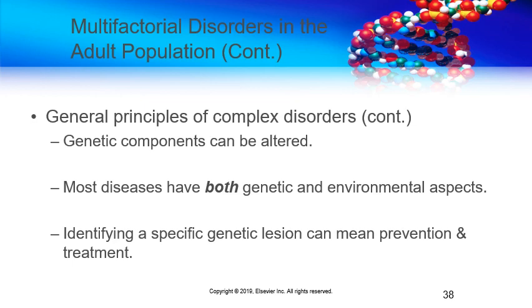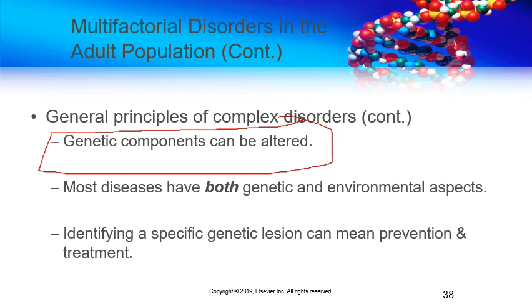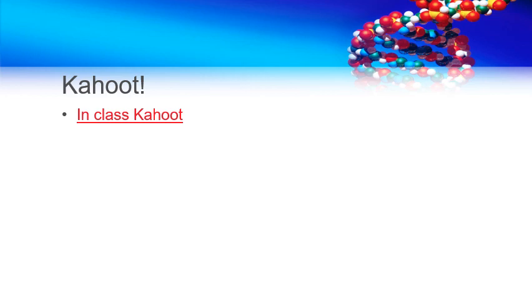And looky here, genetic components can be altered. If we had talked about that in chapter 6, epigenetics. If not, if you're looking at this before class, we will talk about it in epigenetics, and it is so neat. It is so awesome how that can happen. So remember that most diseases have genetic and environmental aspects. And treating a genetic lesion could mean prevention and treatment. So that's awesome. Genetics has come so far.